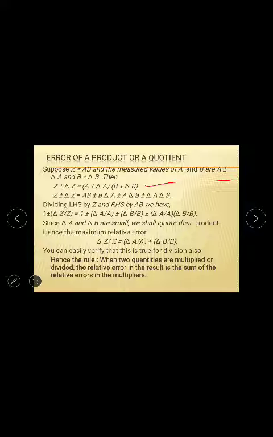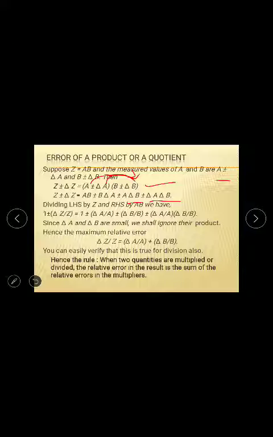So see, Z plus minus delta Z is equal to, just multiply by A to the second bracket. Okay, see, A into B is AB, A into delta B, see here, A into delta B. Next here, multiply by delta A to the second bracket. So what is this? Delta A into B, see here, delta A into B, and delta A into delta B. So we have got this equation.